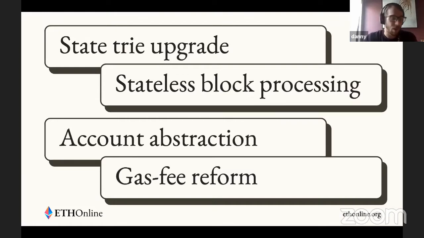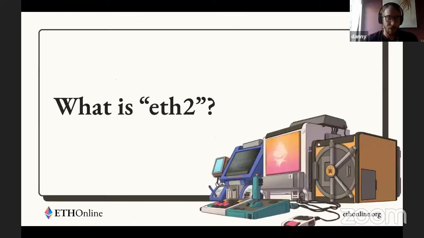Gas fee reform, 1559, improving the UX of getting transactions included, improving some of the security concerns around miner extractable value. Again, all in this user layer. So that's Eth1 clients. Any questions?